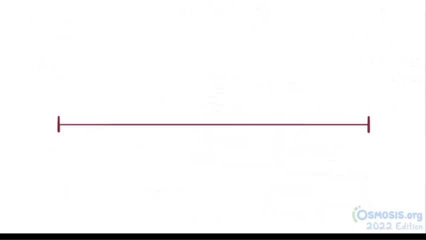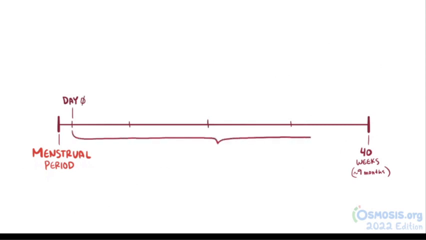A pregnancy lasts 40 weeks, roughly 9 months, but that's from the last menstrual period, which is usually about 2 weeks before day 0 of ovulation. So if you're counting from day 0, a pregnancy is only about 38 weeks. The reason for adding in the extra 2 weeks is that women usually know the date when their last menstrual period began, but have no way of knowing when they ovulated.